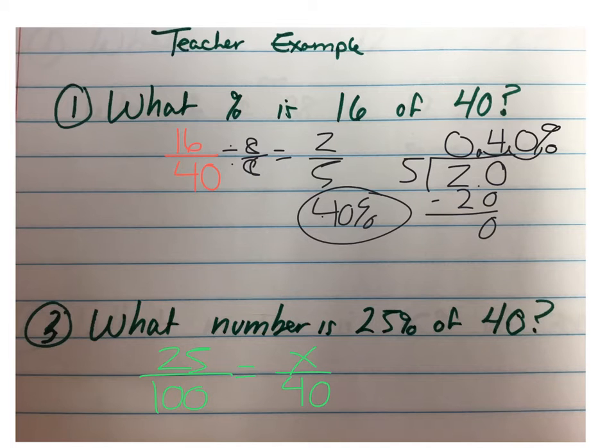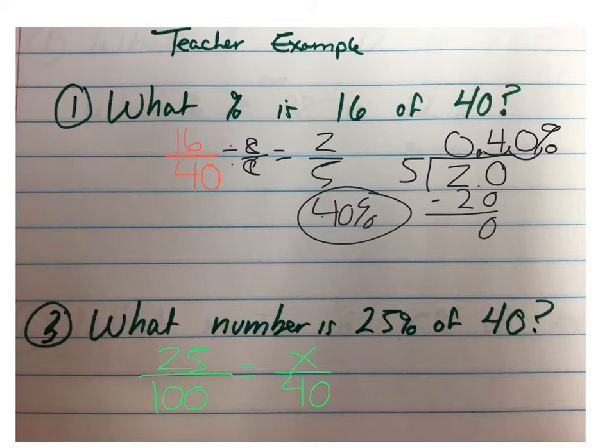Whenever you see a problem like this, you're going to set up 2 ratios with an equal sign in the middle. Clue word: of. 25% equals x over 40. How did I get that? Well, what number is 25%? So this is 100% of the total. This is 100% of the total. And what number is 25%? Well, if these are equal, I will solve this. So what do I do at that point?